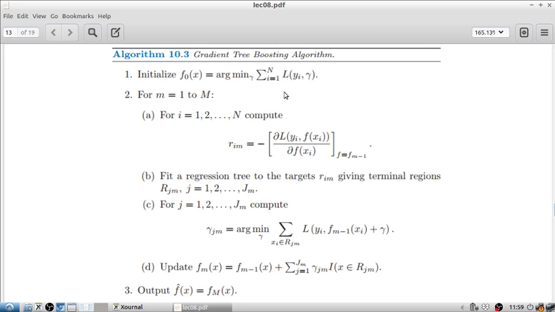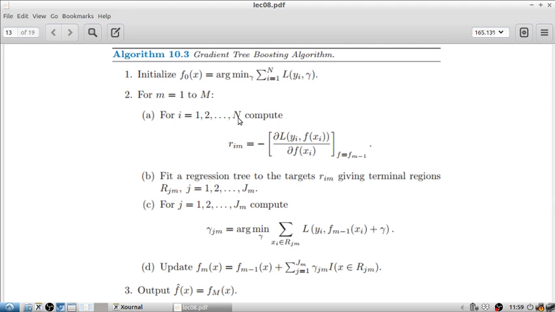And then next I'm going to find the gradient of my loss with respect to the function, which is going to be n dimensional, at my previous function value. If it's a constant function, this function will give me n numbers at the beginning. I'm going to find the gradient of my loss at those n numbers. That will give me some gradient direction. Those I'm calling r_im, with i from 1 to n.